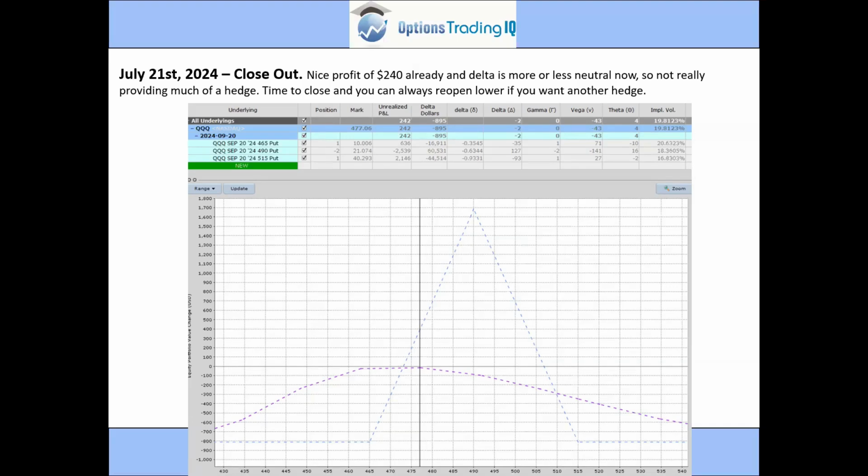So that was a pretty easy example. Didn't have to scale in or anything. We just opened it, closed it about 10, 11 days later.